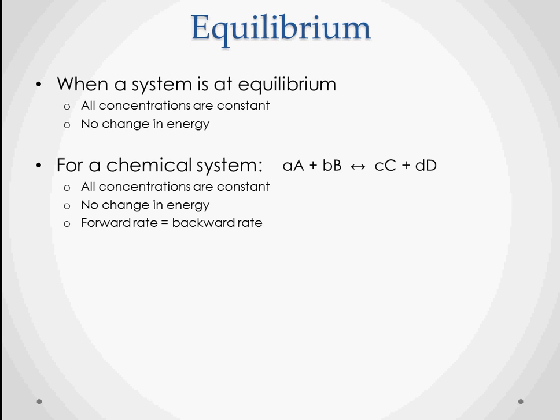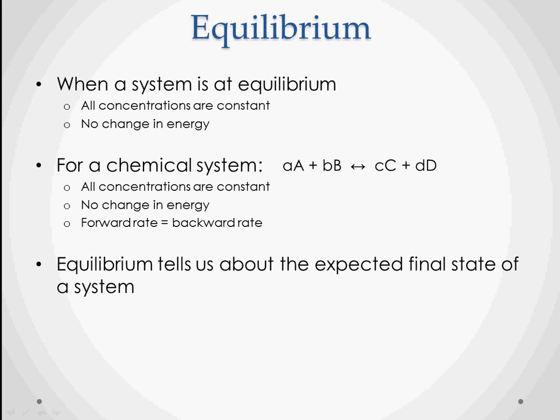So the reactions may be going on. C and D may be turning into A and B and vice versa, but the forward rate of the reaction, that is A and B turning into C and D, equals the backward rate, that is C and D turning into A and B. So again, this just means that all the concentrations in this chemical system are constant. Equilibrium really tells us about the expected final state of a system. After it's been sitting there for a long enough time and nothing's changing anymore, what does that system look like?